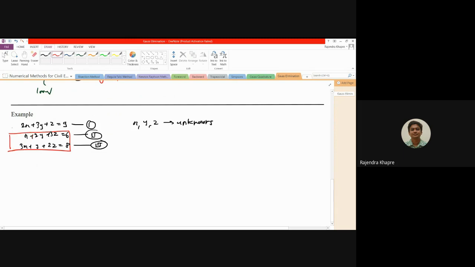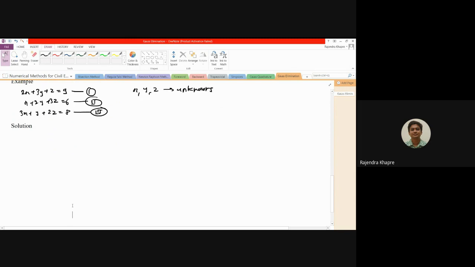But this is possible only if you are using three elements. If there are more elements, it will be very, very difficult. So now let us find the solution of this using the Gauss elimination method. For the solution, I am going to draw the augmented matrix. In the augmented matrix, I am going to write down the coefficients only.